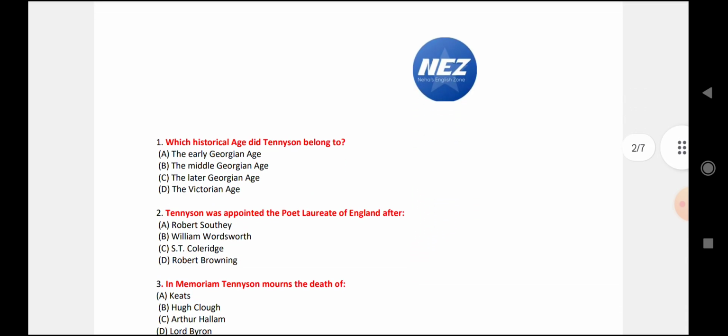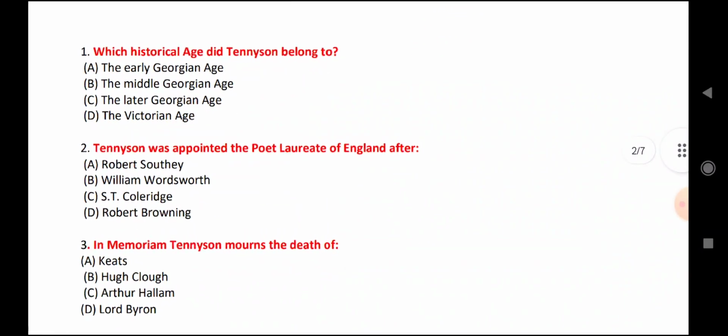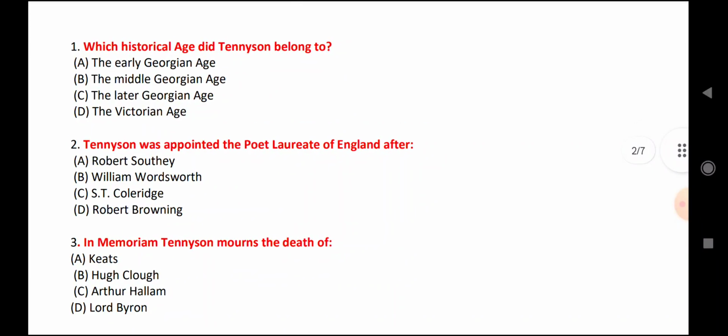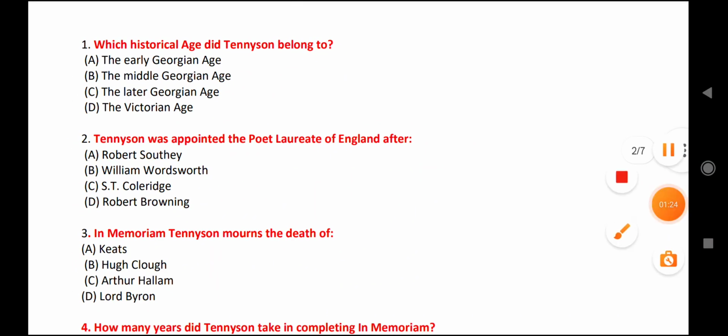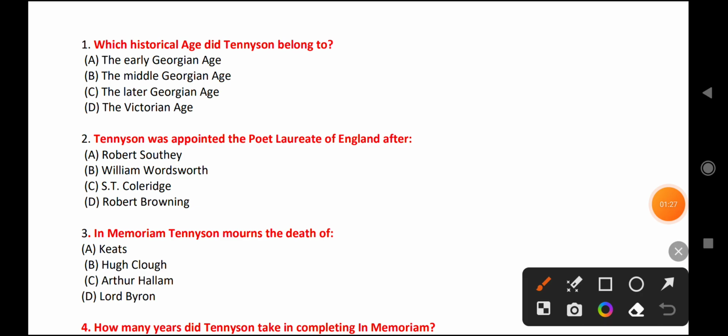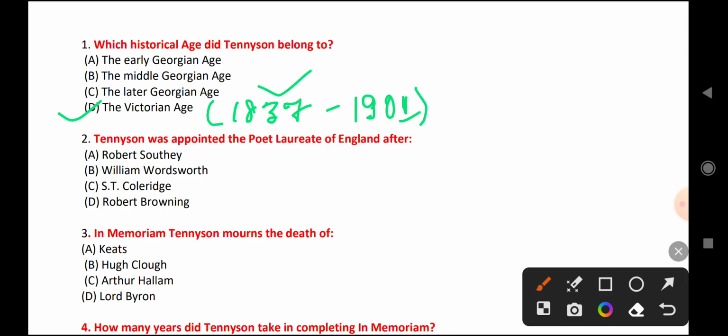Question number 1 is, which historical age did Tennyson belong to? He belonged to the Victorian age. The duration of the Victorian age is between 1837 and 1901. 1837 is the year when Queen Victoria came to reign. Next question is, Tennyson was appointed the Poet Laureate of England after whom? He was appointed Poet Laureate after William Wordsworth.